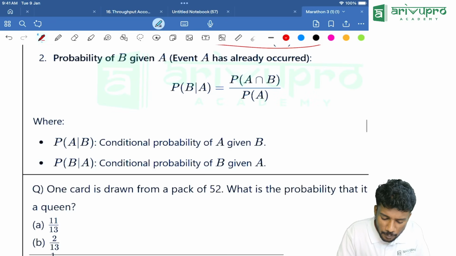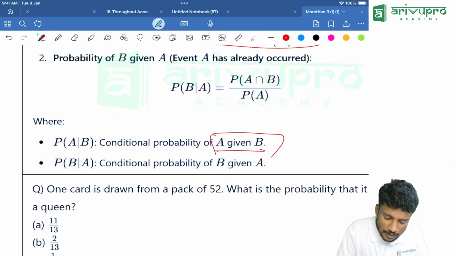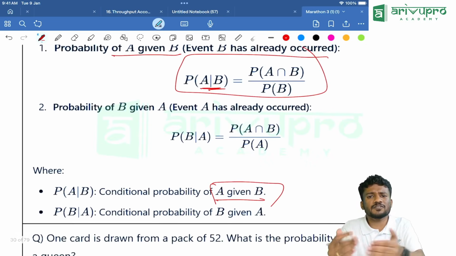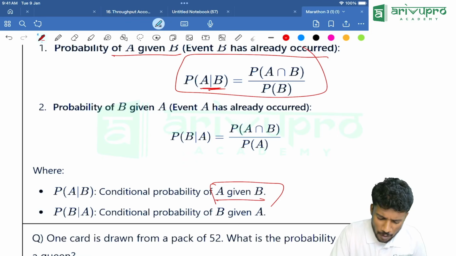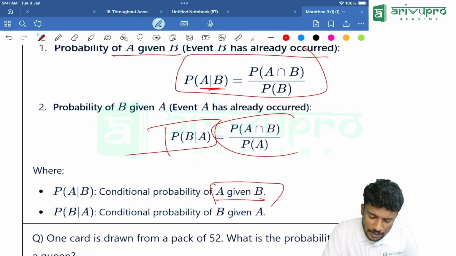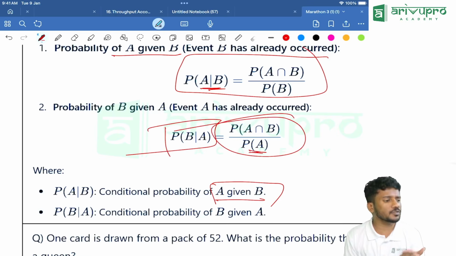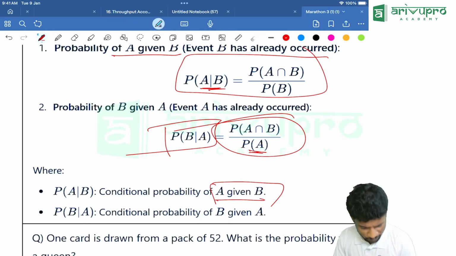Now, conditional probability of A given B is what? P of A intersection B divided by P of B. Whichever is given, we will write in the denominator. Now, P of B given A. That means intersection of A and B divided by what is given? A is given. So, we are writing divided by P of A.